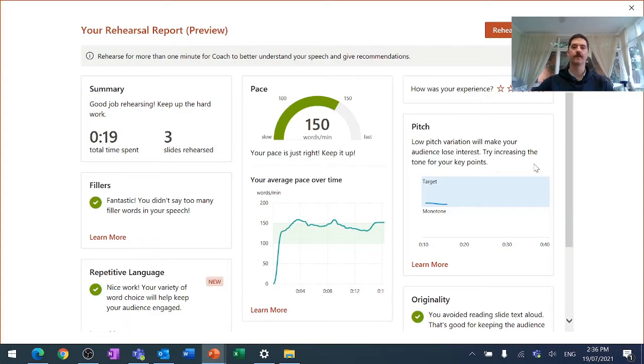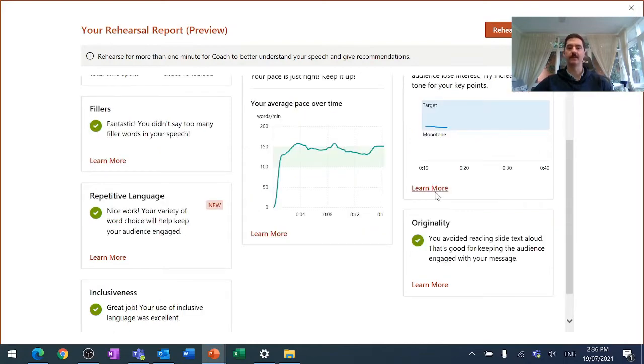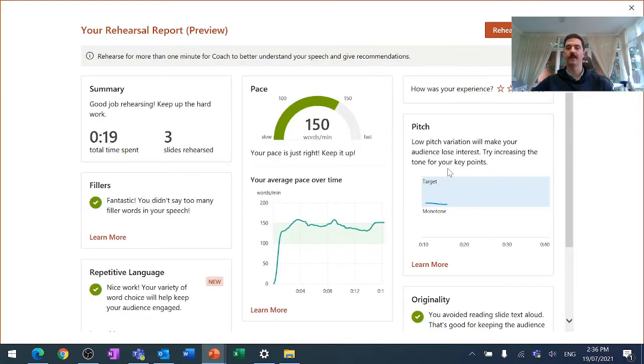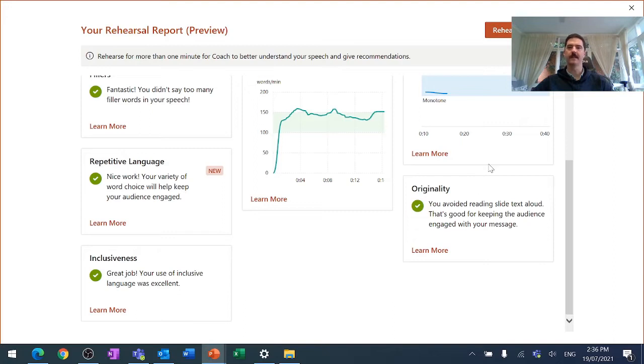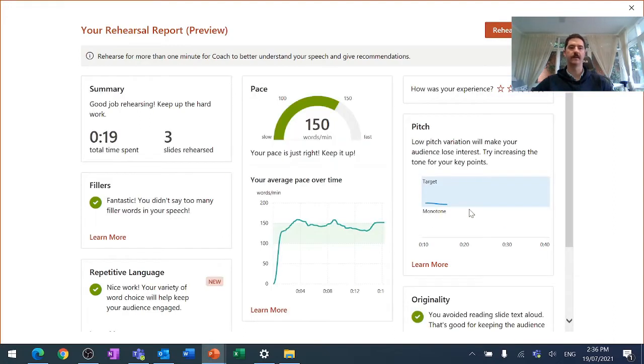This is our rehearsal report. You can see what it looks like. We're looking for repetitive language. It tells you how long, how many slides, your pace, and your pace over time, your pitch as well. This obviously isn't that interesting because it was such a brief, short little attempt, but I'm now, of course, cutting to another presentation to give you some ideas of what it might reveal.